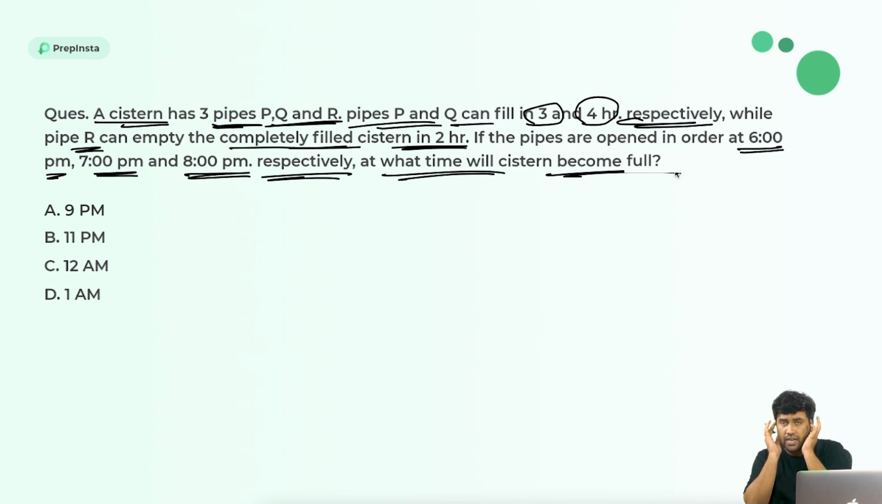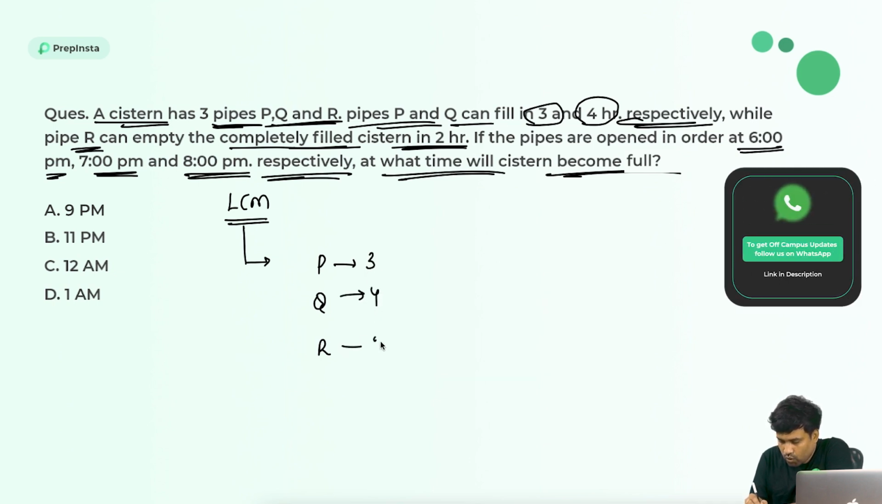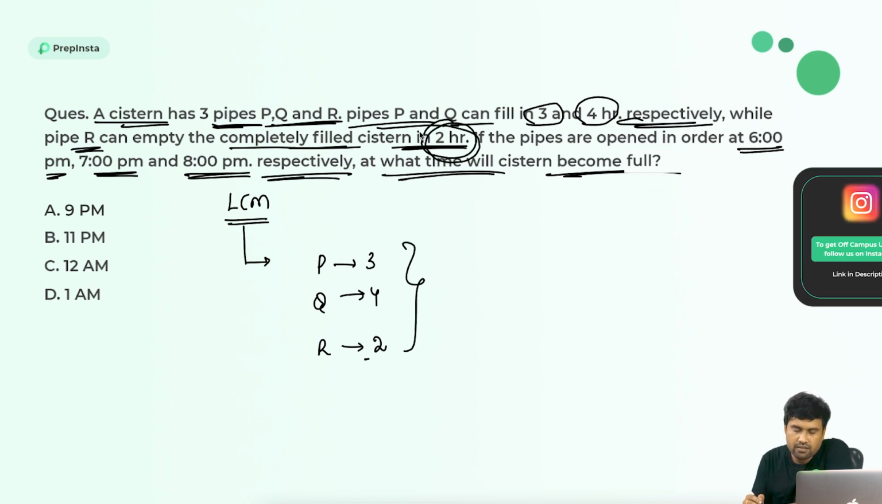So just look at here, whenever they have given this type of time based problems, always go with the LCM method. If you know the LCM method, it's better. If you don't know the LCM method, go through our prime theory videos and you can learn it also. Just look at here, which is nothing but P, Q, R. 3 pipes are given and times taken are 3 hours, 4 hours and 2 hours. 2 hours means minus 2, which is nothing but a negative work, which is emptying the tank.